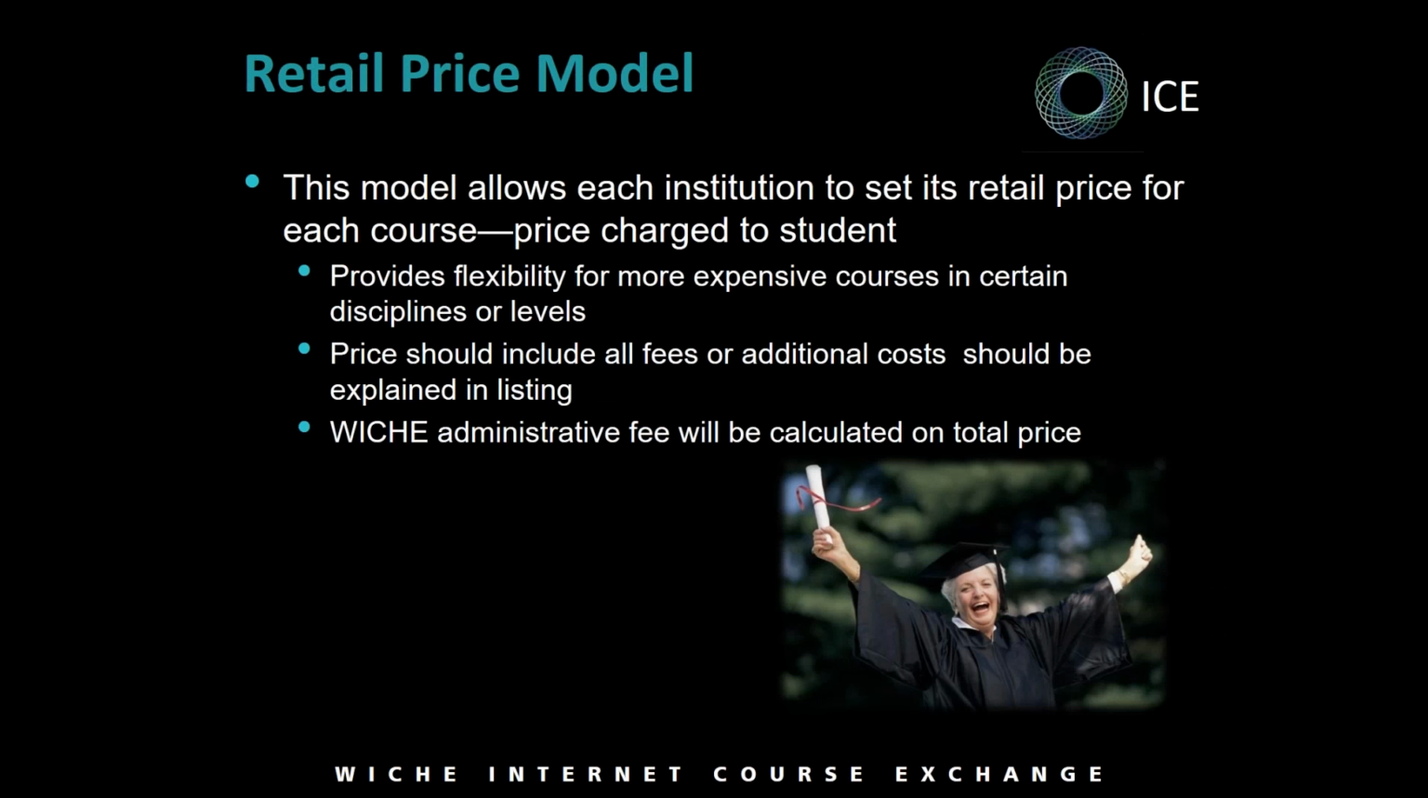I was about ready to turn it over to Anna, but there's a retail price model, and in that retail price model, you're charging different prices for different kinds of courses. For example, business courses often cost more, and therefore you may have those courses cost more than some other courses that are at a lower cost.